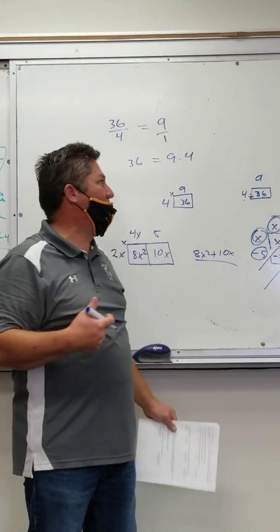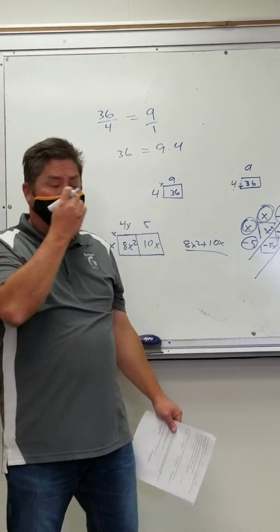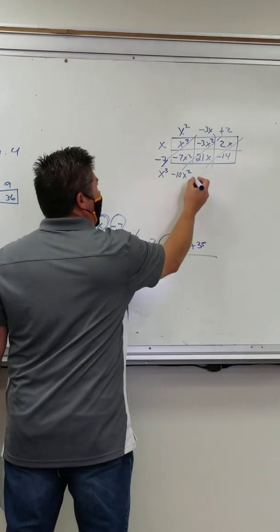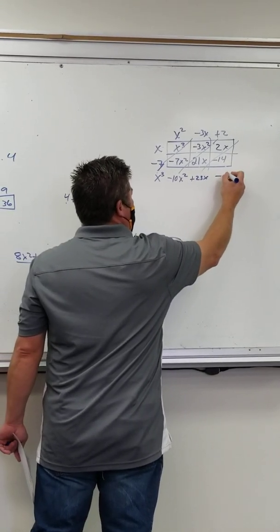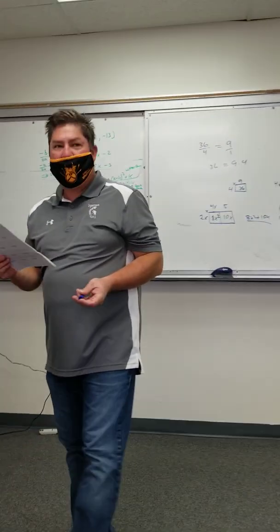Again, I see a lot of kids want to write 21 there because they're used to multiplying. But you've got to add, okay? Now you've got to add these. What do I get on the next one? 23x. And then the last one is minus 14. All right, that was pretty nice. That wasn't too bad. It's pretty slick.